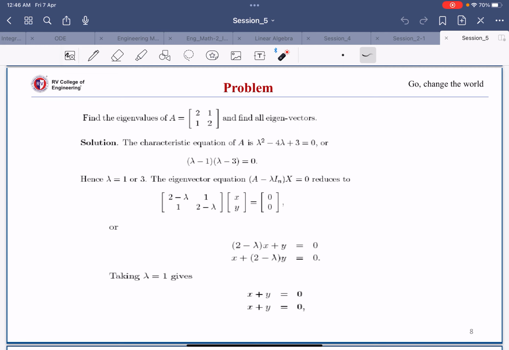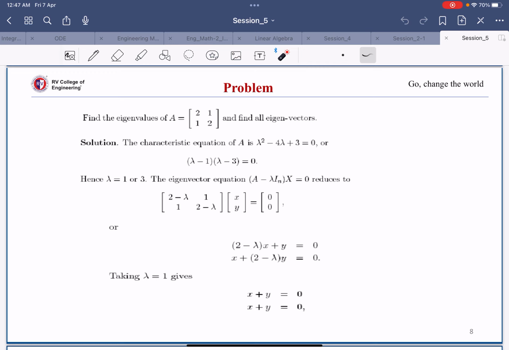Instead of expanding the determinant and simplifying, we can use the shortcut lambda square minus trace of A into lambda plus determinant of A is equal to 0. That gives us the characteristic equation. So let us solve this quadratic equation. The factors are lambda minus 1 into lambda minus 3 is equal to 0. So 1 or 3 are the eigenvalues.